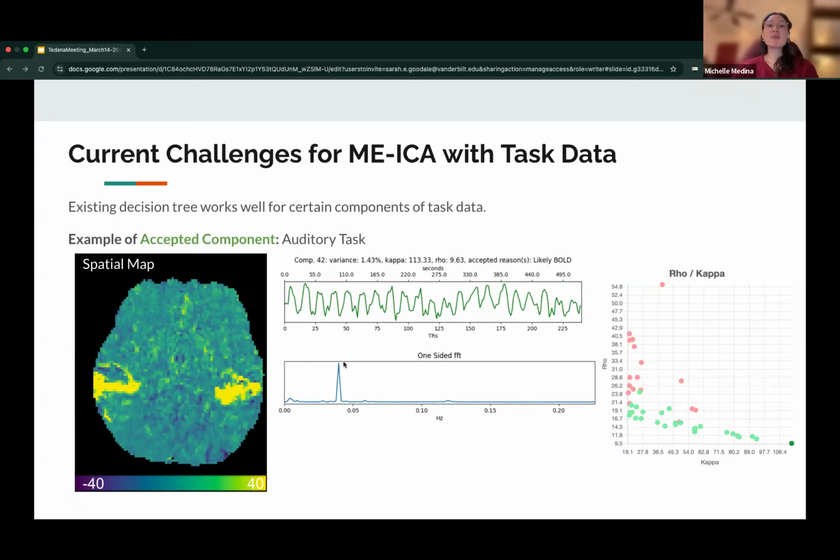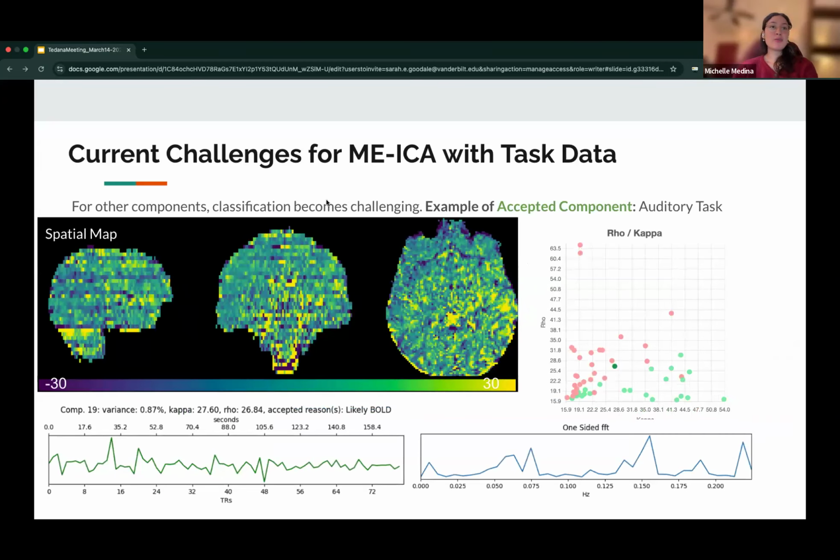Now moving on to the power spectrum, you see a very clear peak, which is about the frequency of the task. And then if you look at the rho and kappa, you have a perfect example of low rho, high kappa. So for this component, the decision tree worked really well.